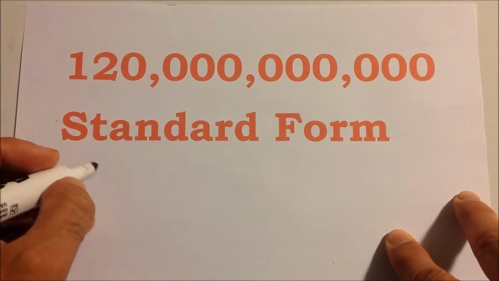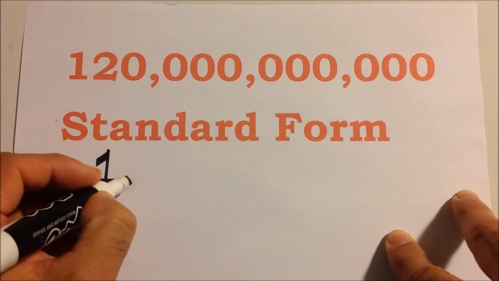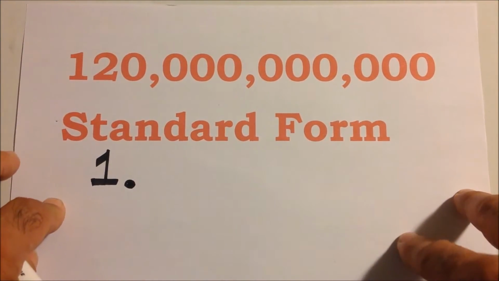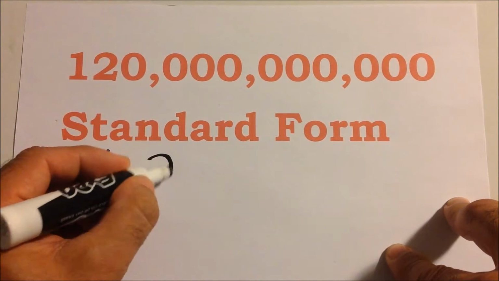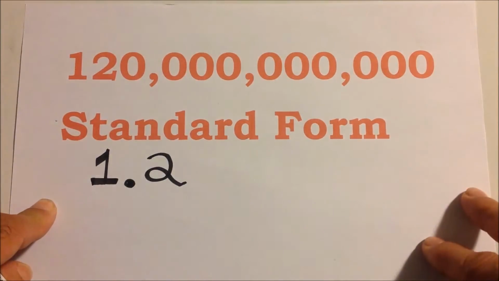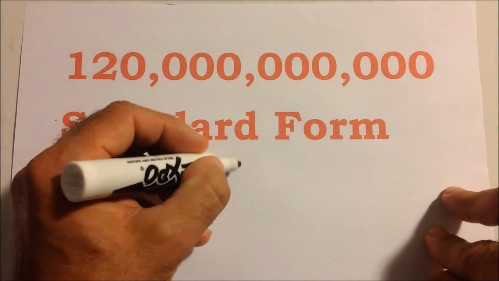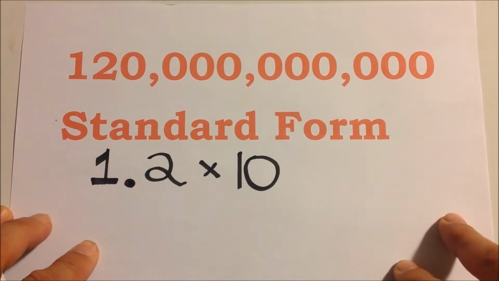We're going to take the first number, 1, and then we're going to put a decimal. And then put any number that's not 0 next. So we have a 2, so we're going to put a 2. And then we're not going to include any zeros. Then we're going to times it by base 10. And then we're going to count every number but the first one.